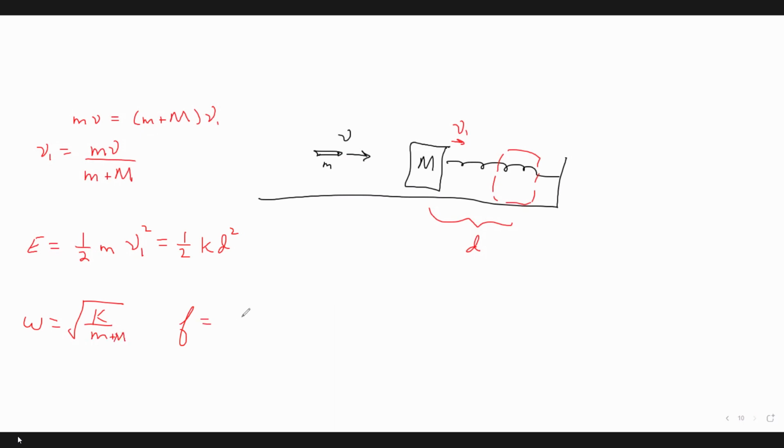So f is just omega over 2 pi. They probably want f, not omega. Okay, does everyone see the point here? We use conservation of momentum to see what V1 is. Since we know V1, we use conservation of mechanical energy, because we know D, to find K. Now that we know K, we know the angular frequency, and the frequency is just the angular frequency divided by 2 pi. Does anybody have any questions on this one?